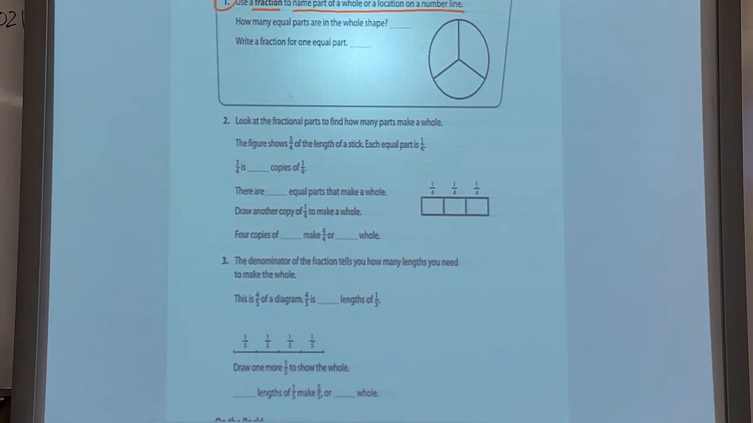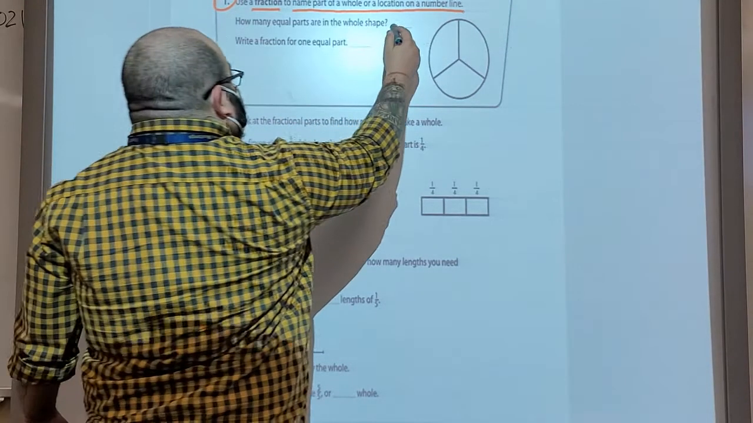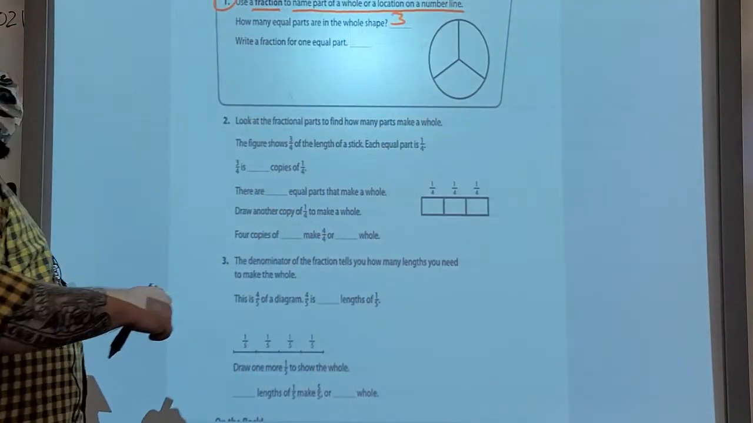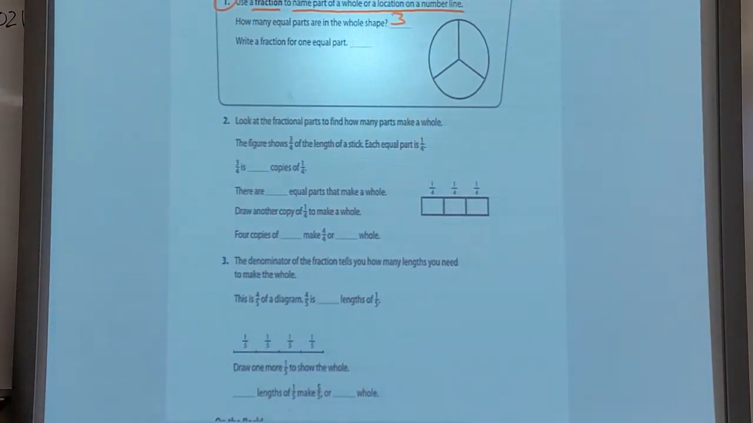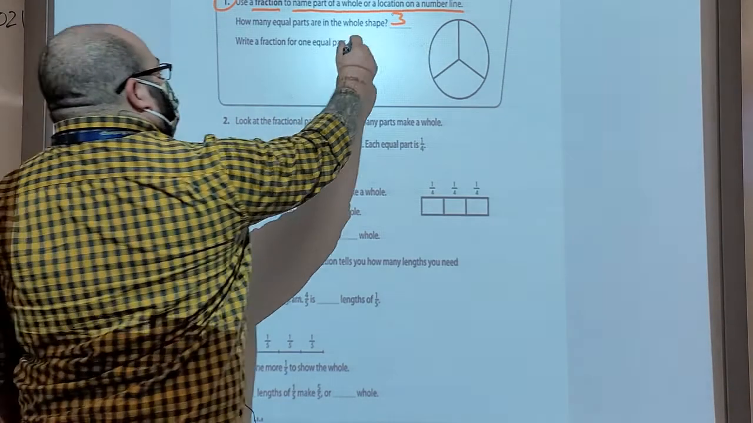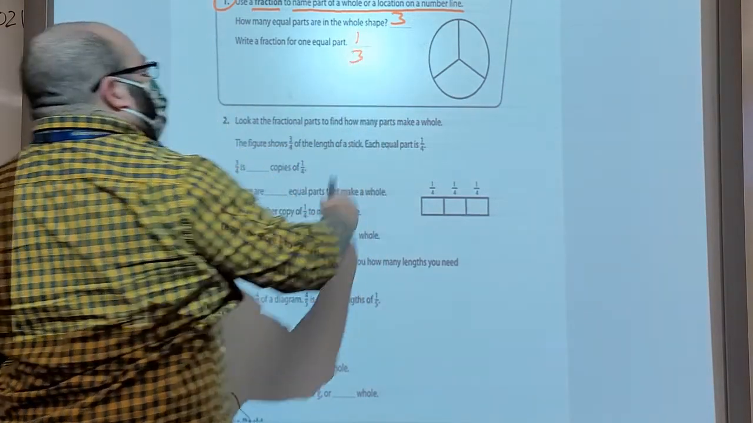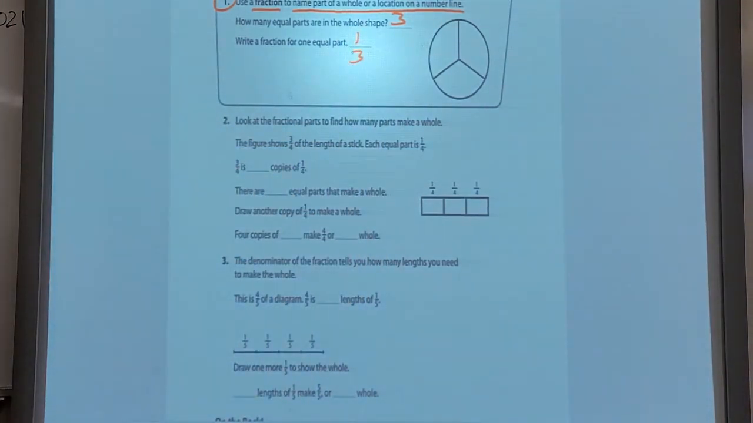How many equal parts in the whole shape, Brewer? 3. Ian, what's a fraction for 1 equal part of the whole? 1 out of 3. Or 1/3. Same thing. Right? Does that one make sense, guys? Flip over to the next page, and then I'll give you guys a little more time.